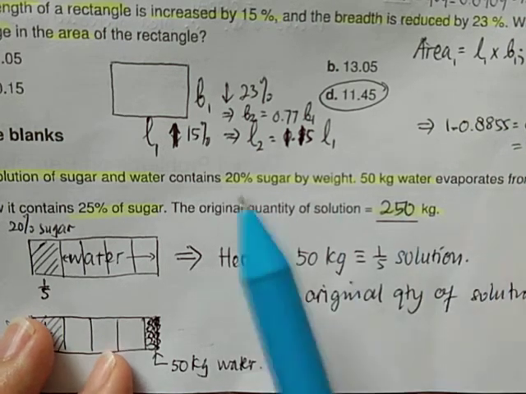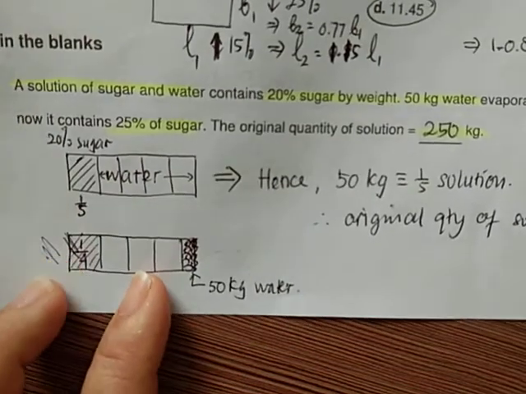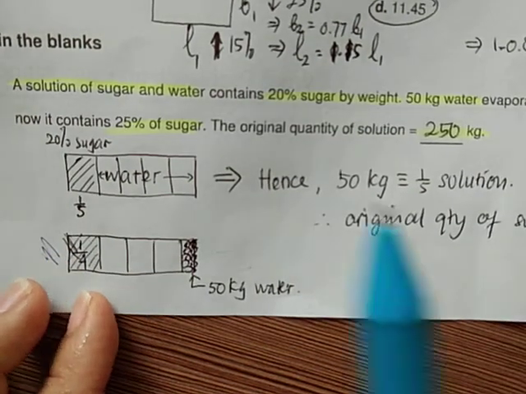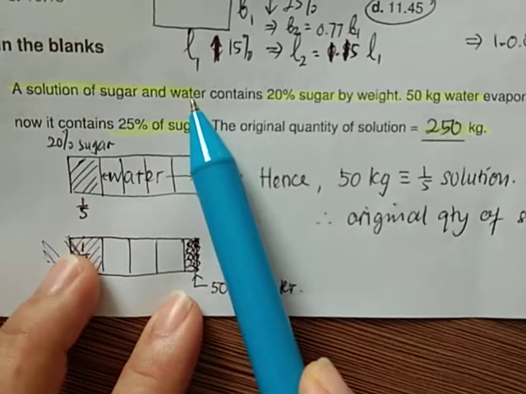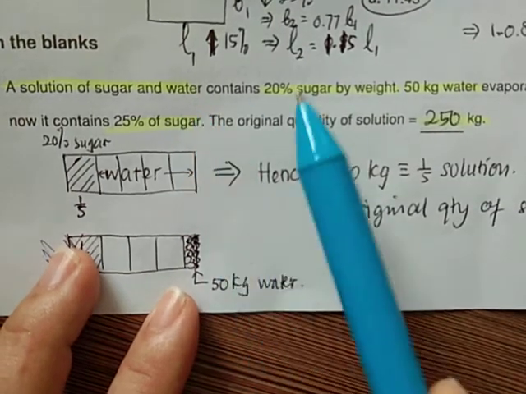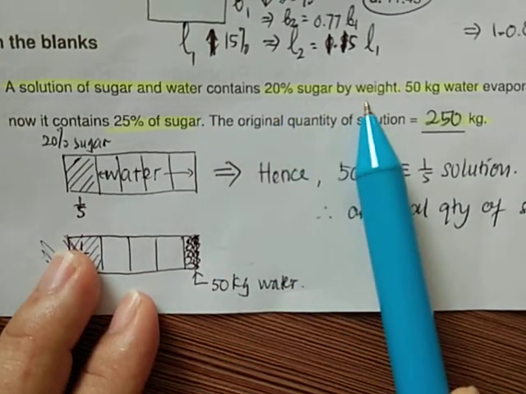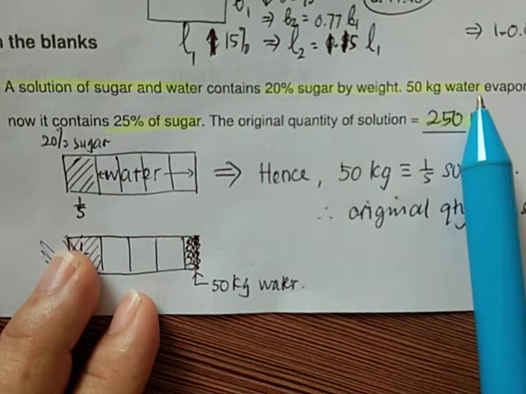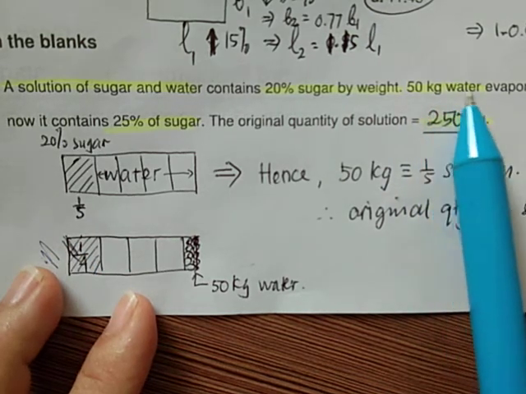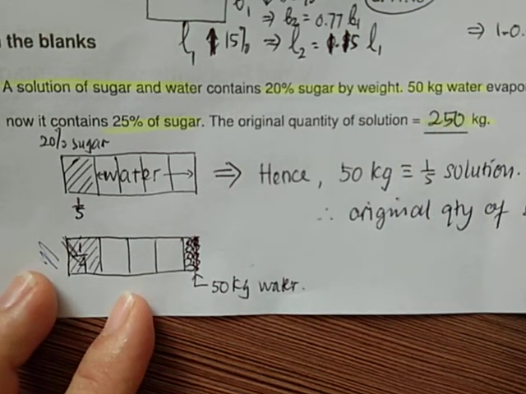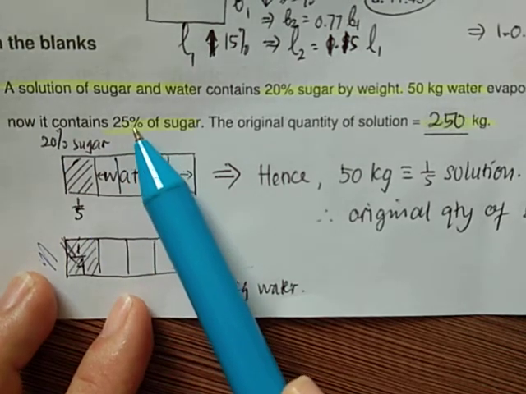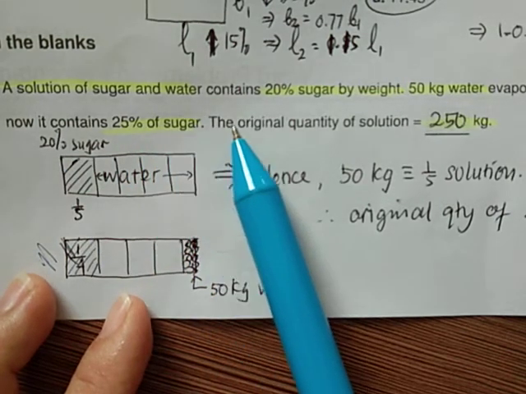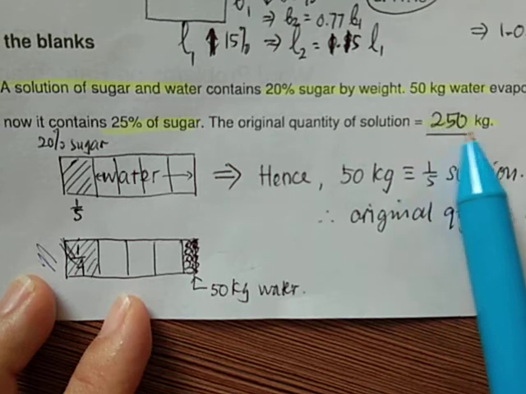Now number 4. A solution of sugar and water. Solution means mixture, and it blends so well. It contains 20% sugar by weight, and 50 kilograms of water evaporates from the solution, and now it contains 25% sugar. The original quantity of the solution is blank.